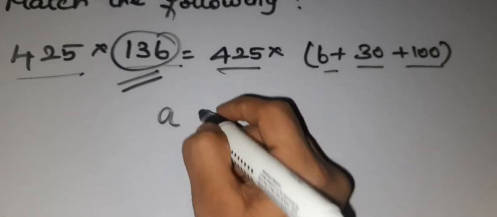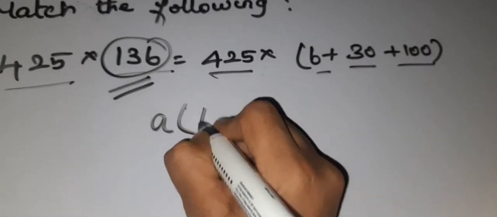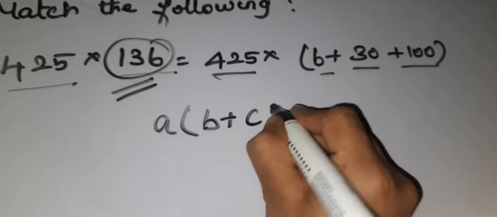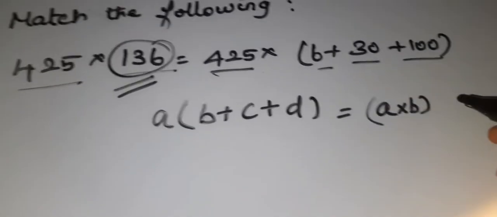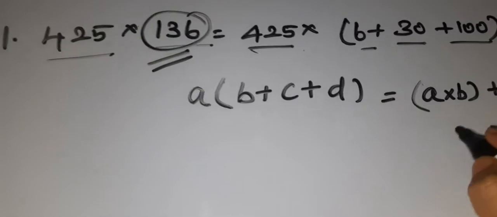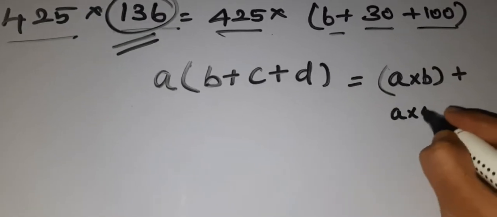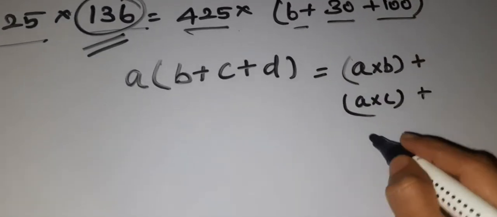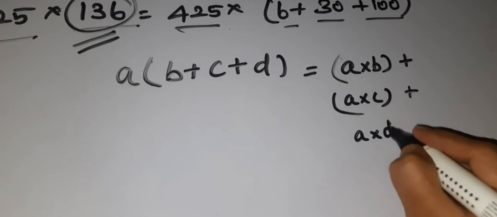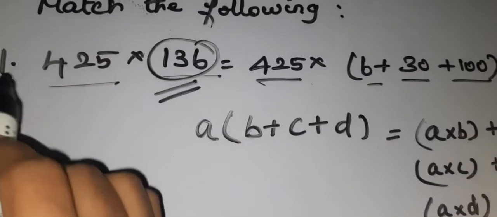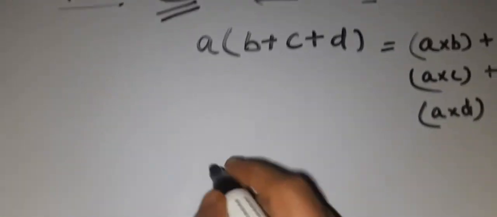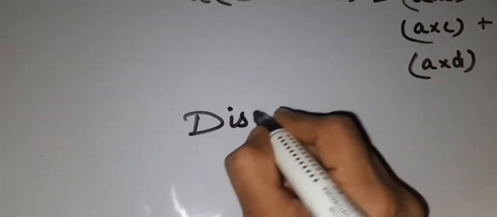So A as common, B plus C plus D, which is equal to A into B plus A into C plus A into D. So this is what they have given here. So this question comes under the distributive property.